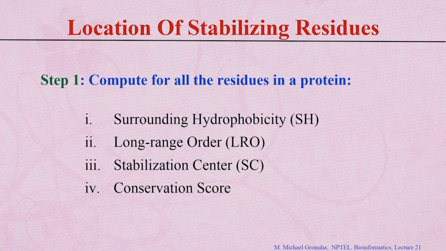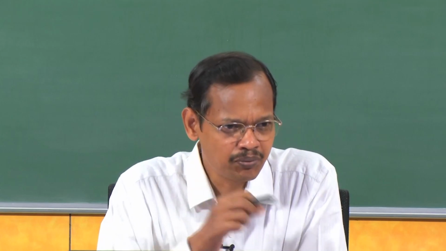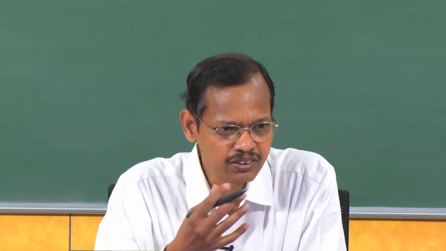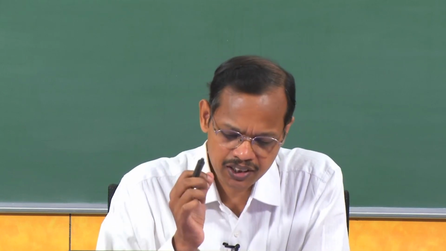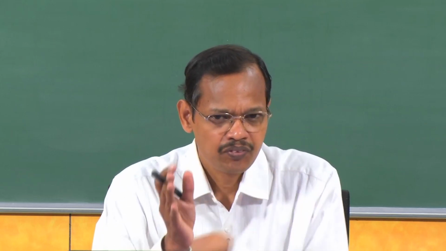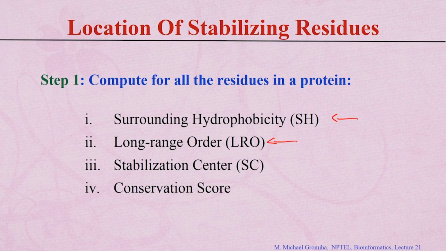Step 1, we need to compute the values of these parameters for all the residues in a protein. For example, if a protein contains 100 residues, for each residue we can calculate the parameters based on these specific characters: hydrophobic character, long range interactions, and the conservation score. In the hydrophobic character we already discussed the surrounding hydrophobicity. We can use this surrounding hydrophobicity to quantify the hydrophobic behavior of each residue in the protein environment. Likewise, we can calculate long range order based on the contacts between two residues which are close in space and distant in the sequence. We use this information to calculate the long range order.